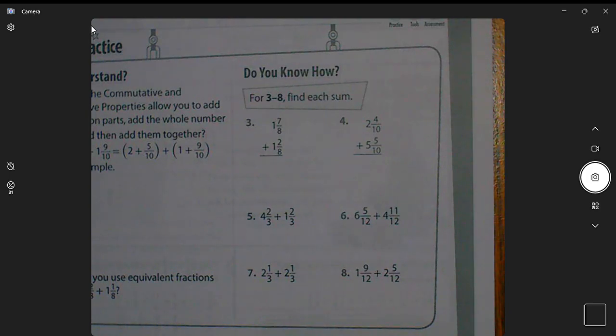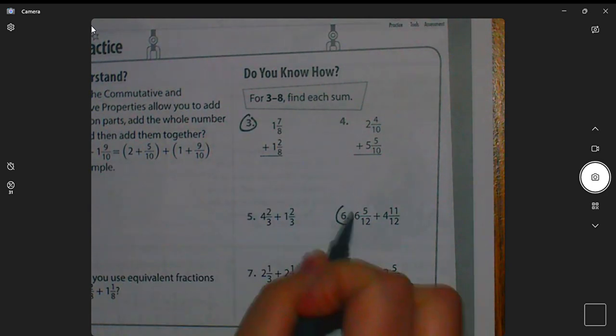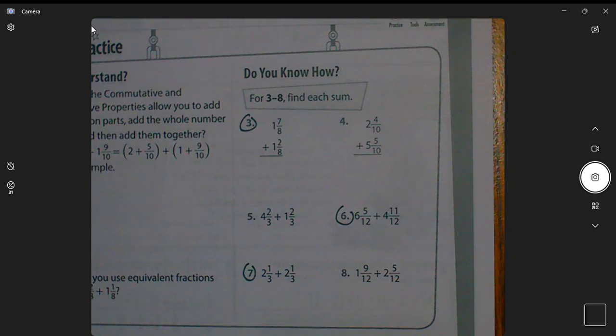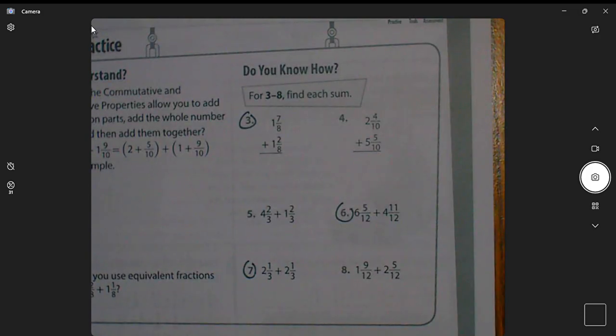Today, we're going to add mixed numbers using standard algorithms and properties of operation. So, let's just dive right in. I'm going to look at numbers 3, 6, and 7 to start. Number 3, 1 and 7/8 plus 1 and 2/8.